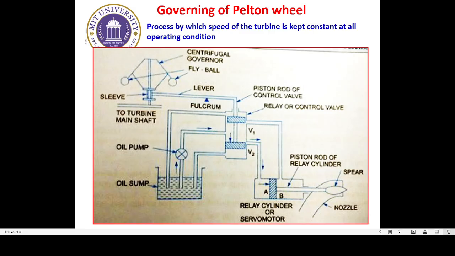So we have understood the mechanism, and for what purpose we normally use the governing for the Pelton wheel, and we also discussed the two different cases: when the load on the generator decreases, how the mechanism will operate, and when the load on the generator increases, how the mechanism will operate. This happens to be one of the important phenomena in the operation of the Pelton wheel.